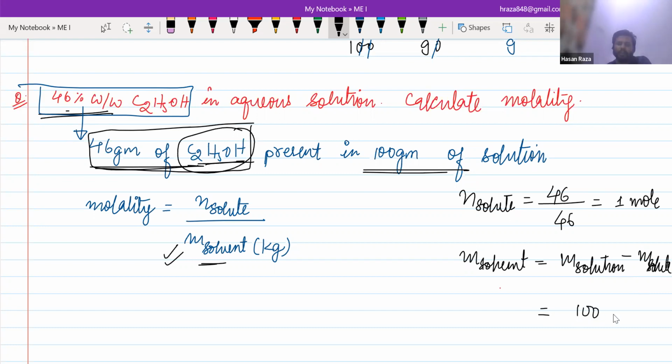So here you can see it is 100 minus 46. So this will be your 54 gram. Mass of solvent is 54 gram, but we need to convert it into kg. So you can do that easily.